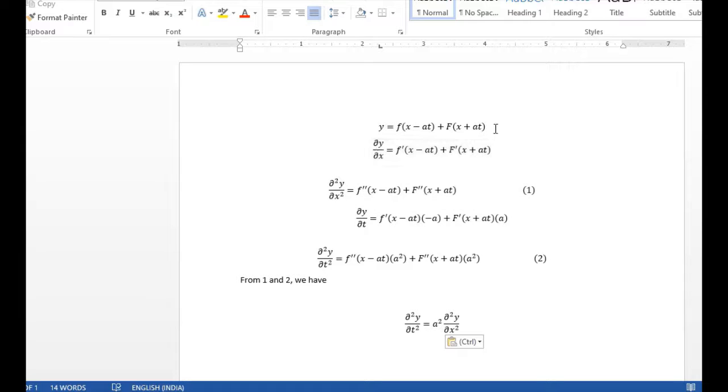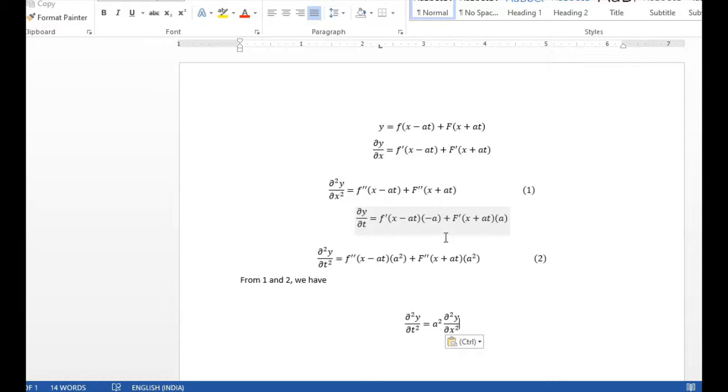Now we differentiate the given equation y with respect to t. We get del y upon del t is equal to f prime of x minus at. Now further we differentiate the secondary function x minus at with respect to t, then we get minus a. Now the second term, capital F prime of x plus at into a. Its partial derivative with respect to t: x gives 0, and at gives a. So we get del y upon del t is f prime of x minus at into minus a plus capital F prime of x plus at into a.